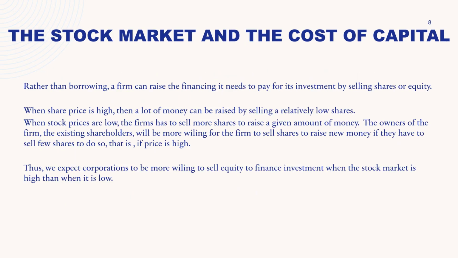The stock market and the cost of capital. Rather than borrowing, a firm can raise the financing it needs to pay for its investment by selling shares or equity. When a firm's share price is high, a lot of money can be raised by selling relatively few shares. So if a firm's share price is high, it can generate more money by selling a relatively lower portion of its equity, and thereby it goes for the stock market option to finance the investment it needs. Thus, we expect corporations to be more willing to sell equity to finance investment when the stock market is high than when it is low.